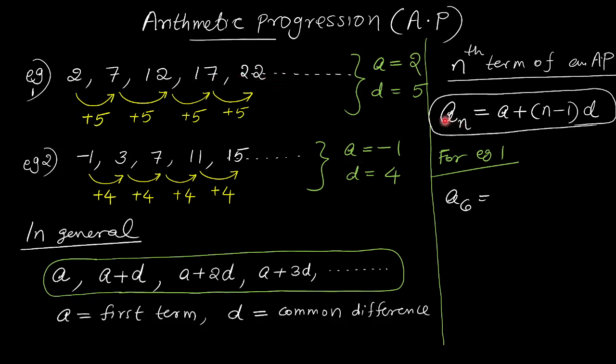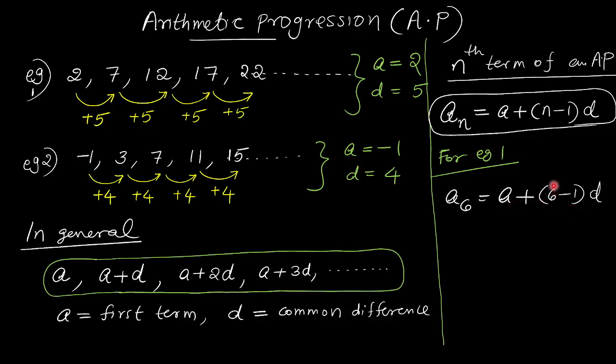So remember, the formula is a_n equals a plus (n minus 1) into d. You must memorize this. Proof of this formula is not required. Again and again, please read this formula. Ultimately you have to memorize it. So using this formula, a_6 will be what? a plus (6 minus 1) d. Compare with the formula: the nth term is this, so the 6th term will be a plus (6 minus 1) into d.